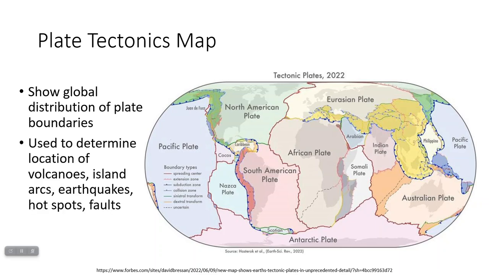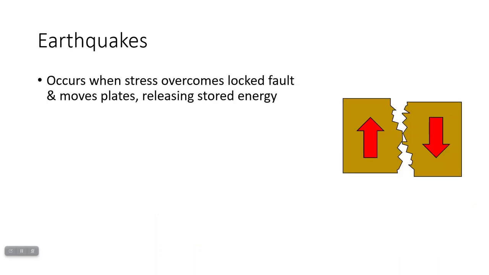And these kinds of maps are very useful because they can be used to show where you're likely to have volcanoes, some island arcs develop, earthquakes, hotspots, faults, things like that, so that you can try to predict when you'll have this tectonic activity like earthquakes and other things that can have large impacts on people.